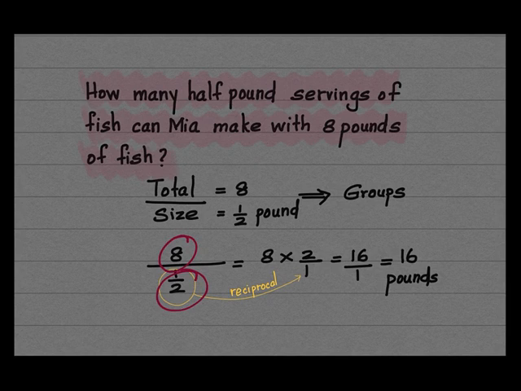So when there is a fraction in the denominator, then take the reciprocal of it. So 1 over 2 becomes 2 over 1, the reciprocal. And then the next step is multiply the numerators. 8 times 2 is 16. And you have a denominator 1 times 1, which is 1. So 16 over 1 is 16 pounds.